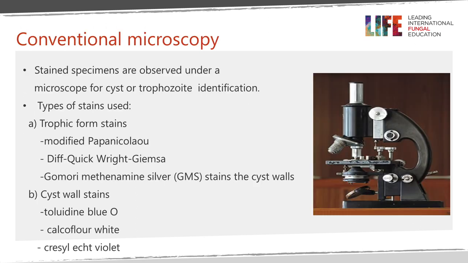Now, the stains used are many and varied, and we will look at how they compare in a moment. What can be used are Papanicolaou stains, Gomori methenamine silver stains that have the ability to stain the cyst walls, toluidine blue, and Giemsa, which visualizes the trophozoites and intracystic nuclei. And there are also calcofluor white stains that can be used. These are all different stains that can be used to stain either the trophozoites or the cysts on specimens.